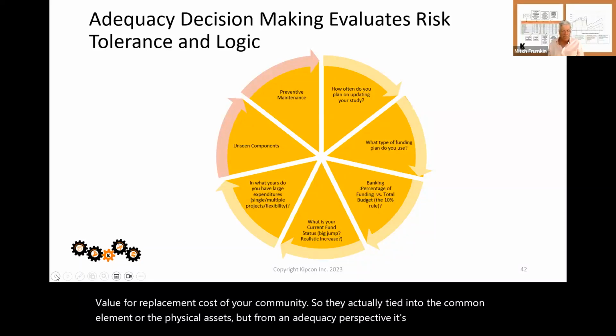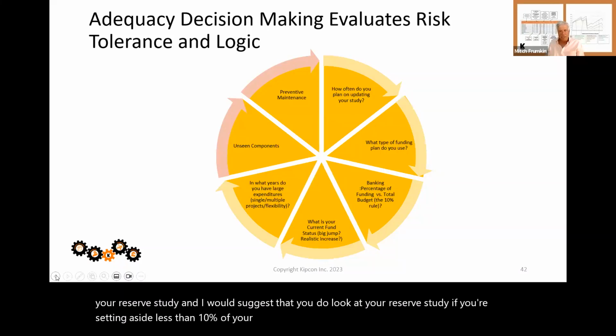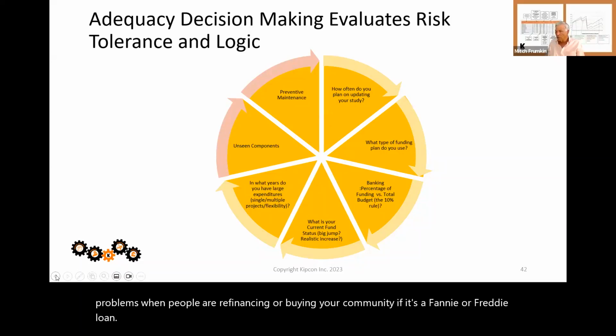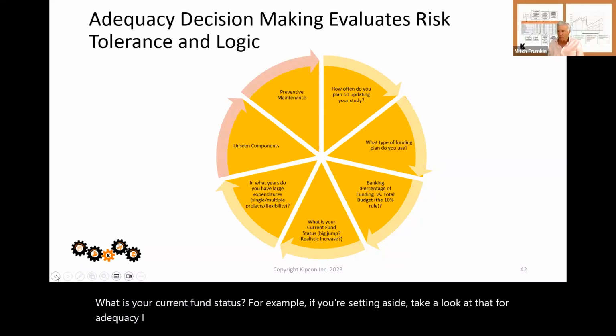You may look at your reserve study, and I would suggest that you do look at your reserve study. If you're setting aside less than 10% of your annual budget, set aside 10% so you don't run into problems when people are refinancing or buying in your community if it's a Fannie or Freddie loan. All right, what is your current fund status? Take a look at that for adequacy. Like I said, 100% is too high, but 10% is too low. So take a look at what your fund status is.